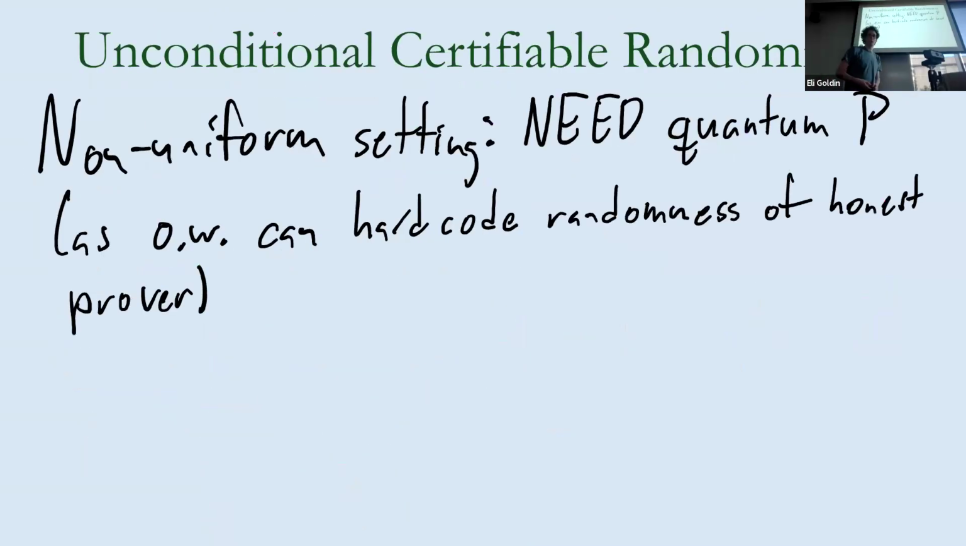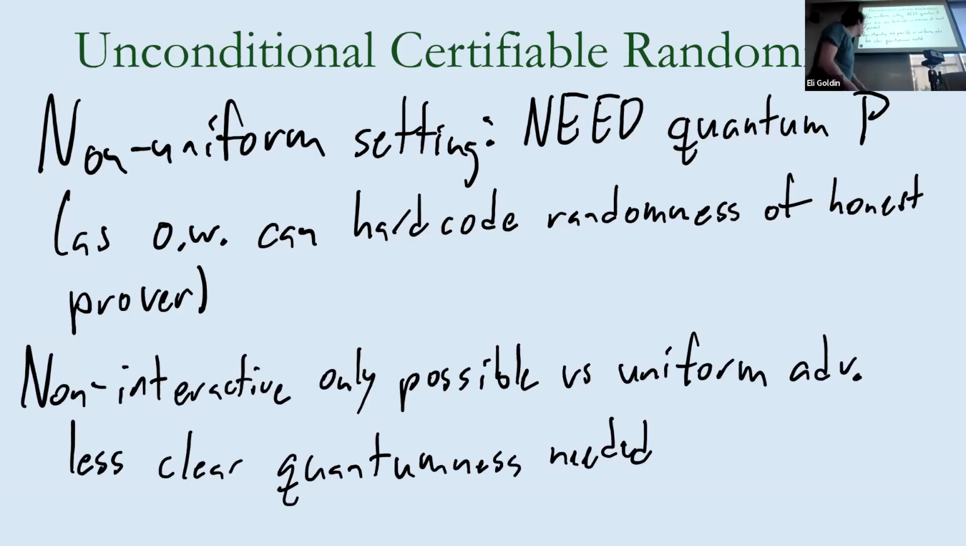And so note that in the non-uniform setting, even if we allow interaction, we really need the prover to be quantum. Otherwise, we could just have a fake prover that hard codes the randomness of the honest prover. If the honest prover is classical, then we could just pick some input, some set of randomness, and then just run the prover with that randomness, and it will fool the verifier, but not have any randomness inside.